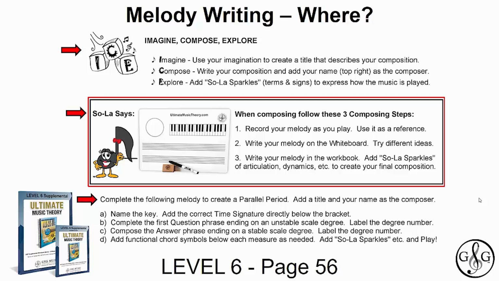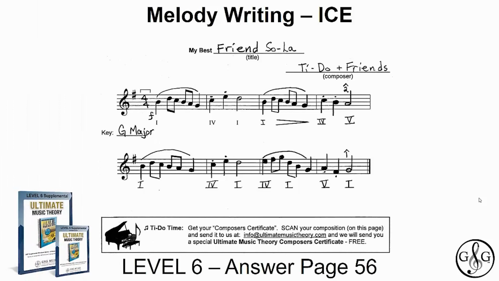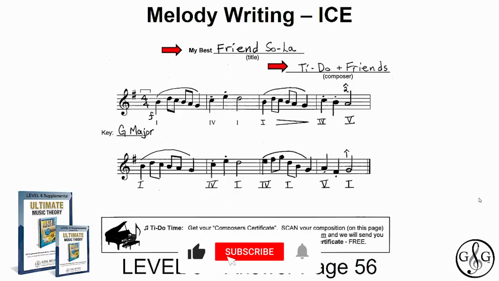All right, exercise number 1. Complete the following melody to create a parallel period. In this exercise, we're going to actually look at the answer book. Level 6, the answer book, page 56, melody writing with ice. Students imagine what their melody is about and complete the title, and then they add their name as the composer. Identify the time signature and key signature, and then complete the composition. One thing I want to point out here is that you will notice there are functional chord symbols. Oh, sorry, there's my title and me, the composer.